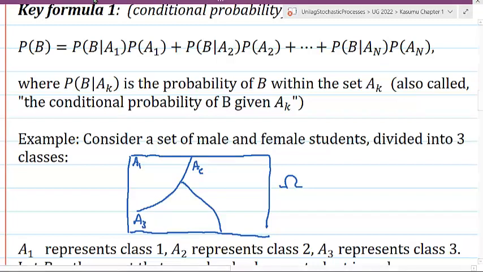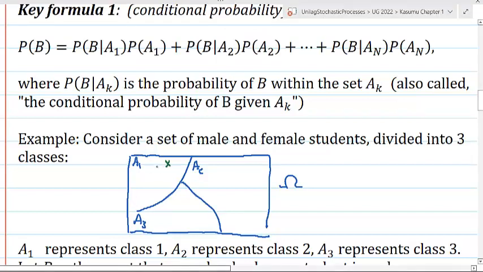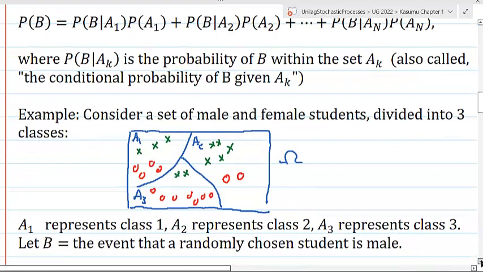Okay, and I have male and female students. I will denote my male students with X's. So 3 male students there, 5 male students there, and 2 male students here. And then I have my female students. Okay, 4 female students there. Let's say there's 7 female students here. I'm just giving an example, and let's say there are 2 female students here. All right. So in my diagram, A1 represents class 1, A2 represents class 2, A3 represents class 3.